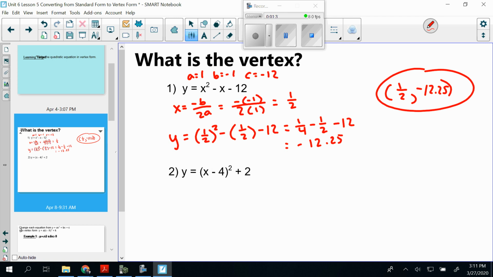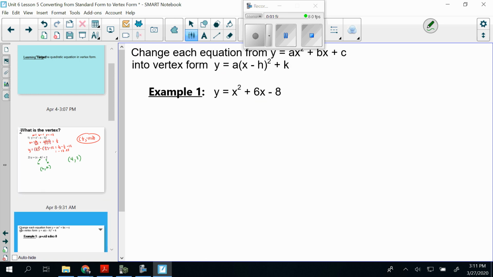If the function is in vertex form, as this one is, then remember this is like the h and k values here, where (h, k) is the vertex, and so the vertex on this one would be at (4, 2). So vertex form is obviously a lot easier to find the vertex. All right, so we're going to try some of these out here and figure out what the vertex form is.